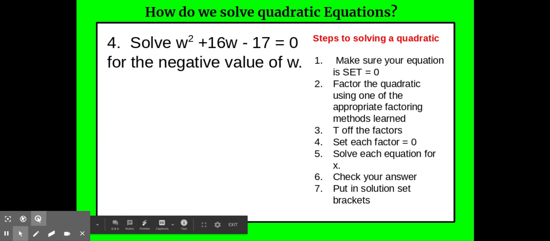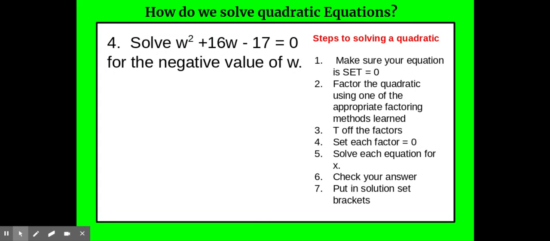On to the next and the last question. It says solve w squared plus 16w minus 17 equals 0. Now this one for the negative value of w. So now we're going to reject the positive one. So this one again is already set equal to 0. So we're good to go.